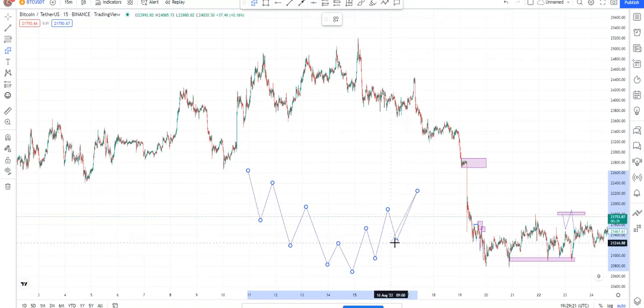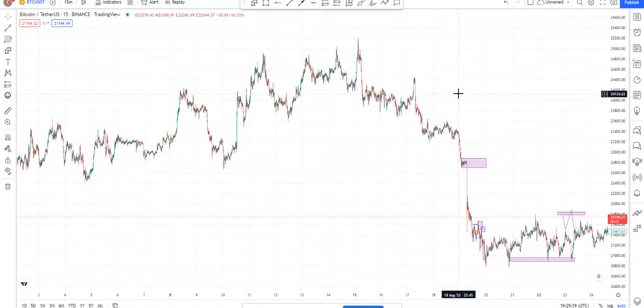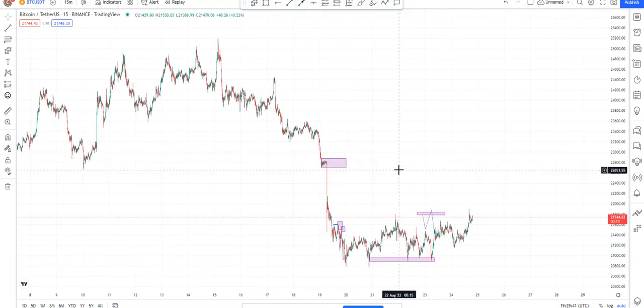Most times we target the first obvious liquidity as our first target. So don't expect it to come down below here. It may just do something like this and continue going up. So try your best to only trade sponsor candles on the side of the trend.